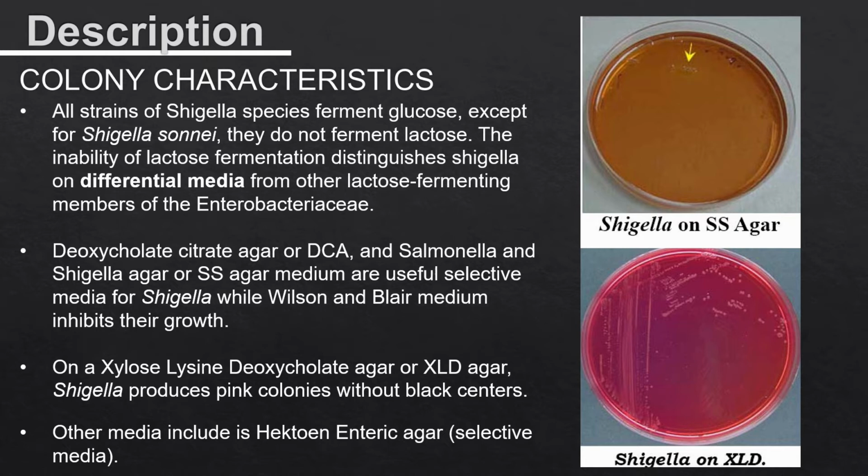Examples of differential media are the eosin methylene blue agar and the MacConkey agar. Deoxycholate citrate agar or DCA and Salmonella-Shigella agar or SS agar medium are useful selective media for the Shigella, while Wilson and Blair medium inhibits their growth. On xylose lysine deoxycholate agar or XLD agar, Shigella produces pink colonies without black centers. Other media include Hektoen enteric agar, which is a selective media.